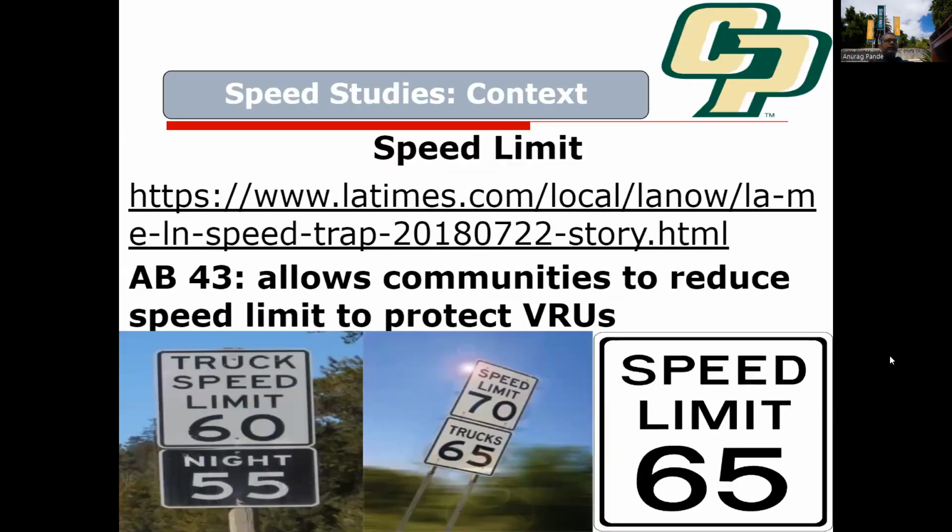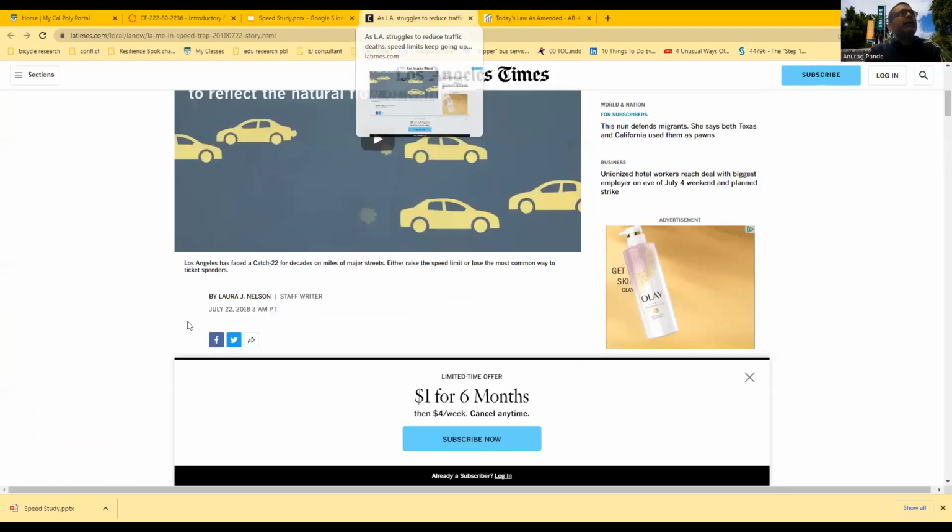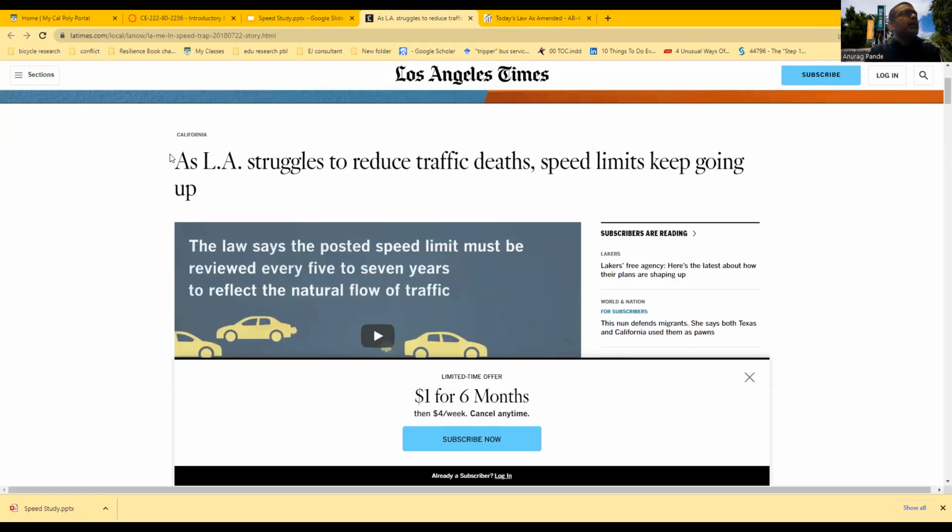So speed studies. Why do we want to study the speed at which drivers are driving on the roadways? There are a couple of things I want to share with you. First of all is this LA Times article, which gets at the heart of the matter. And the link is here. And this is what the article says: as Los Angeles struggles to reduce traffic deaths, speed limits keep going up.